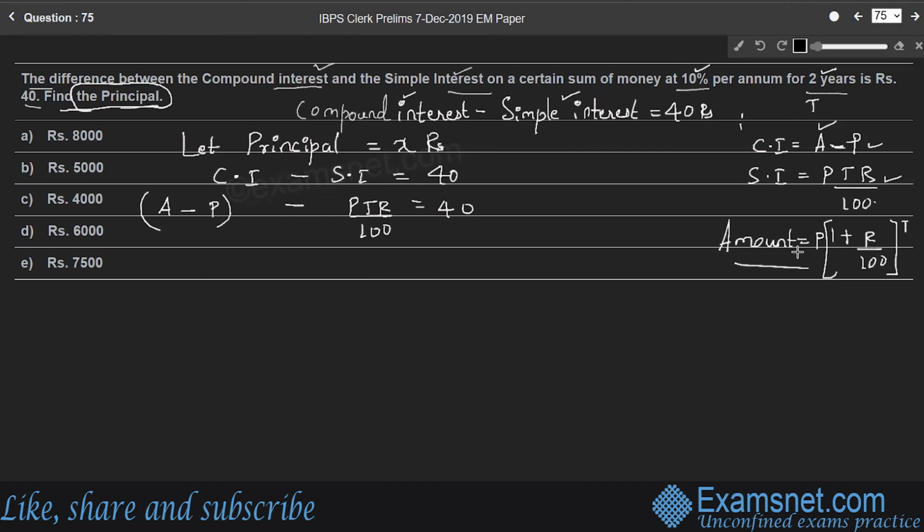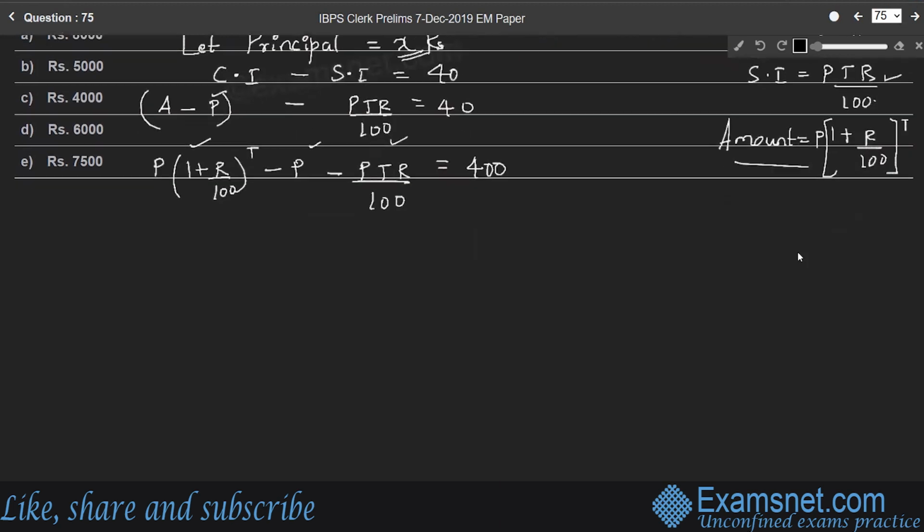What is amount? Amount is principal into 1 plus R by 100 to the power of time, minus P, minus principal times time times rate, PTR by 100, is equal to 40. You can substitute the value of principal as X, or you can leave principal as P as it is. So here in three terms, first, second and third terms, P is common. That is principal amount, principal is common. So let us take P outside.